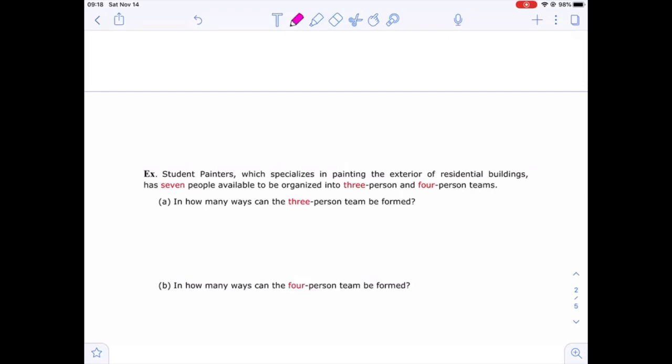Now let's take another example. Here we have a student painters company, which specializes in painting the exterior of residential buildings, has 7 people available to be organized into 3-person and 4-person teams. So in how many ways can a 3-person team be performed? So how to solve this problem? Now for this problem, how many ways can a 3-person team be performed?